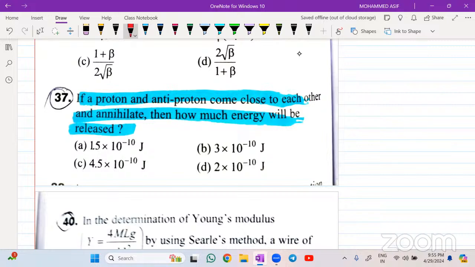सही ना? If a proton and antiproton come close to each other. हाँ बेटा, मैं शेयर कर दूंगा. आज शेयर कर दूंगा. If a proton and antiproton are coming to each other.